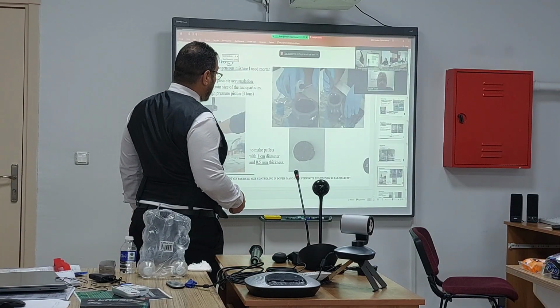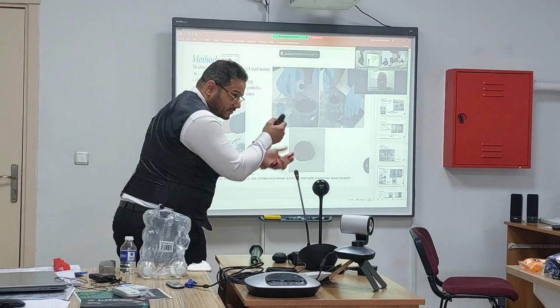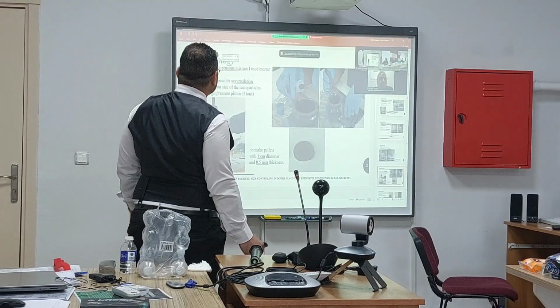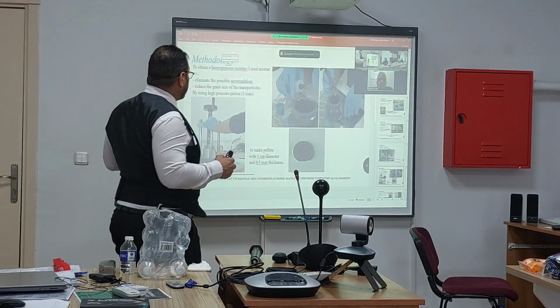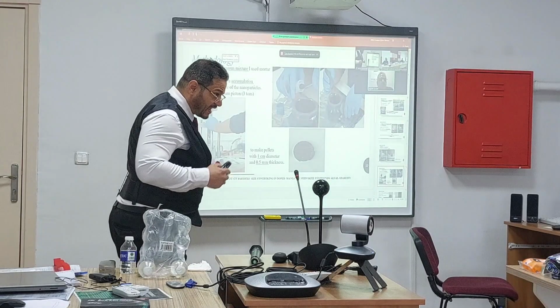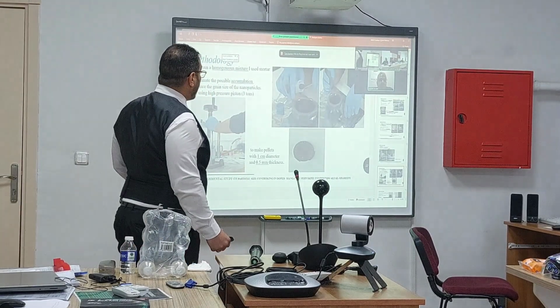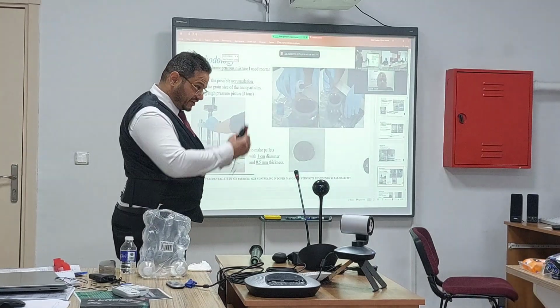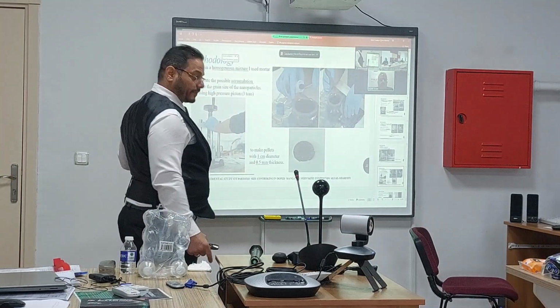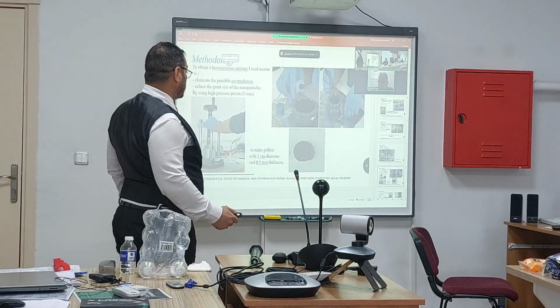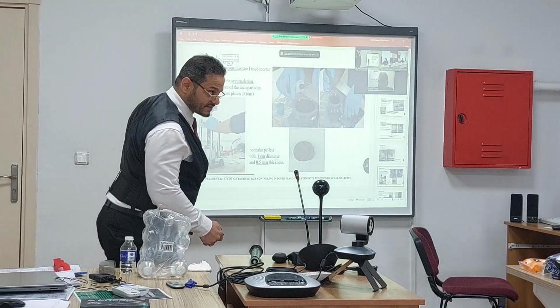Here, I use this mortar for two purposes: to eliminate any possible agglomeration and to decrease the grain size of the nanoparticles. After that, I have a homogeneous powder. Using this press, I made my pellets with 1 cm diameter and some thickness.